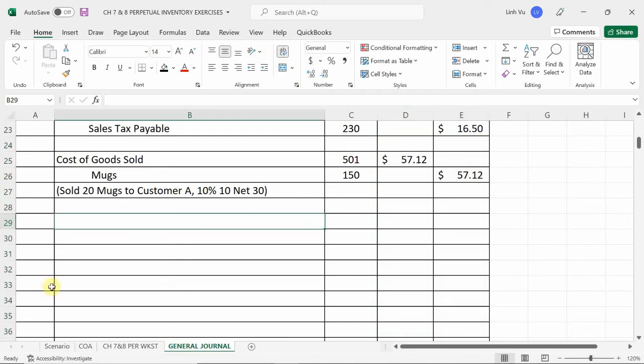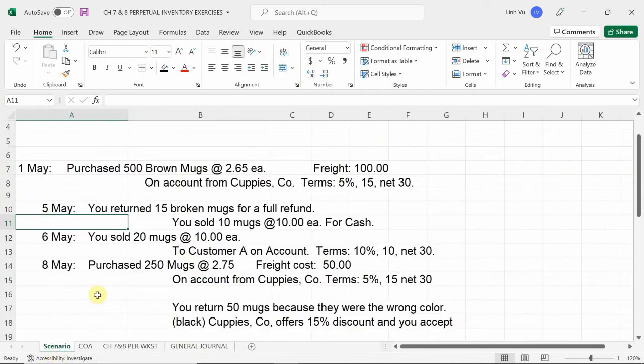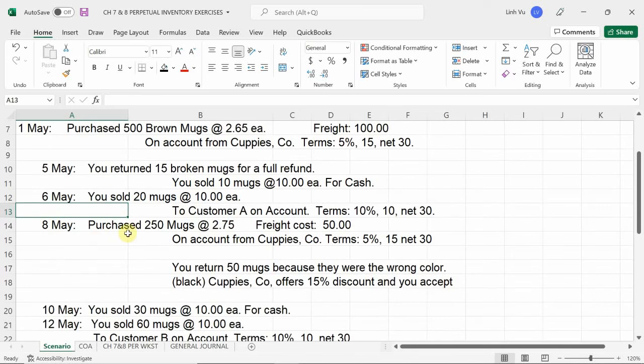Okay, all right, so let's see what happened next. May 8th rolls around. We end up purchasing 250 mugs at $2.75 each with a freight of $50, on an account at Cuppy's Co. And they gave us the same terms, 5%, 15, net 30.